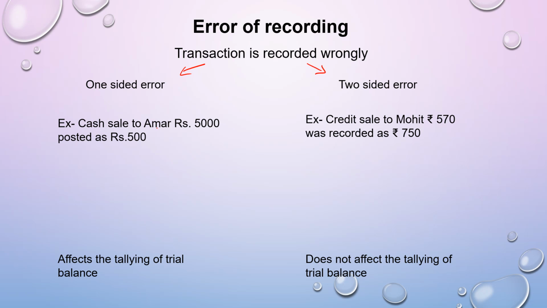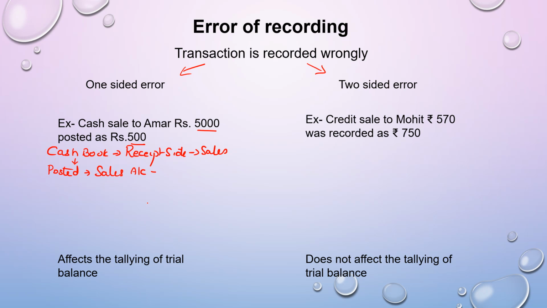Example 1 is cash sale to Amar for rupees 5,000 posted as rupees 500. Now cash sale, where do we record? We record it in the cash book, on the receipt side. While recording it there, it should have been recorded as 5,000 rupees. So it was recorded in cash, but it is posted as 500 only. Where does it get posted from the cash book? It gets posted from the cash book to the sales account in the ledger.